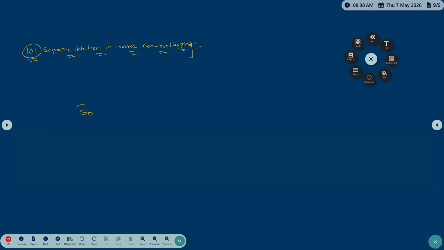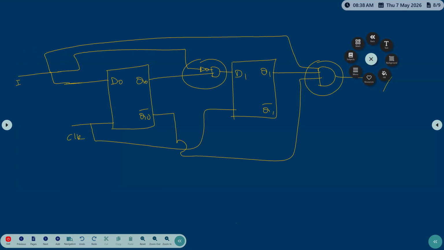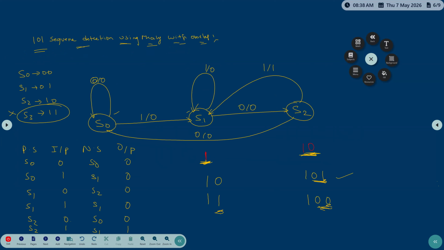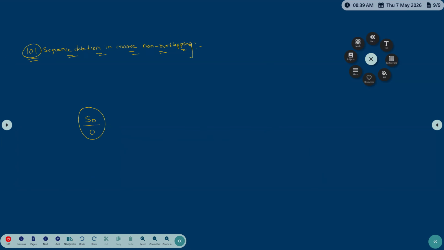S0. Now, see here, the output depends only on the present state, right? So the output depends only on the present state: S0 by 0. Generally, previously the output depended on the input in the state diagram, so whatever input we give, the output depends on it. But here the output depends on the state. The output depends on the state S0 by 0 because the sequence is not detected at S0.